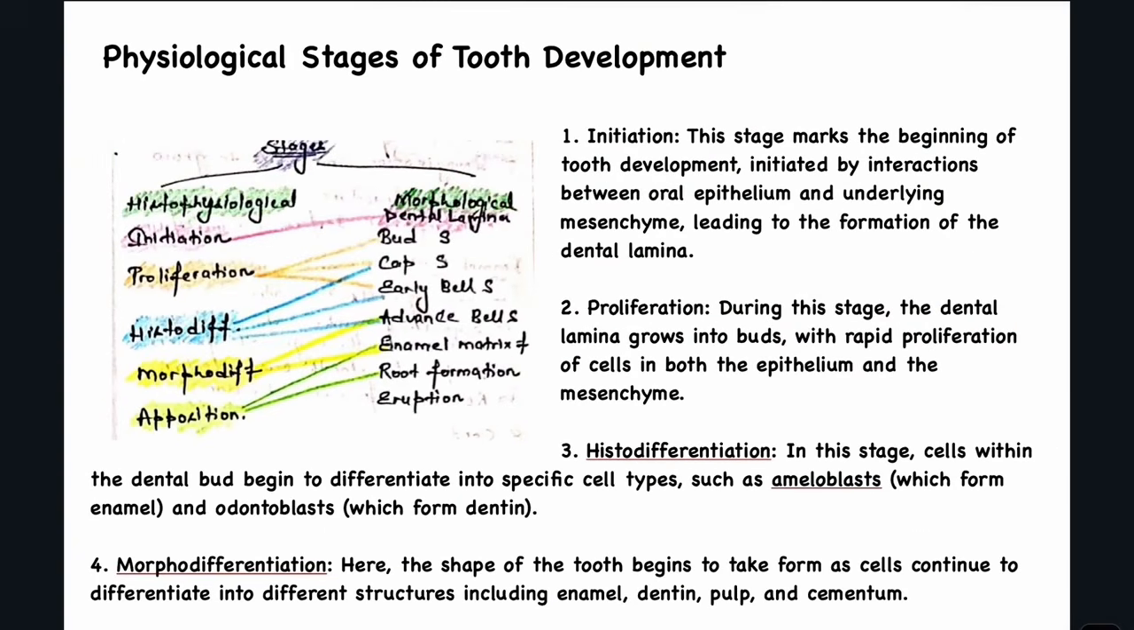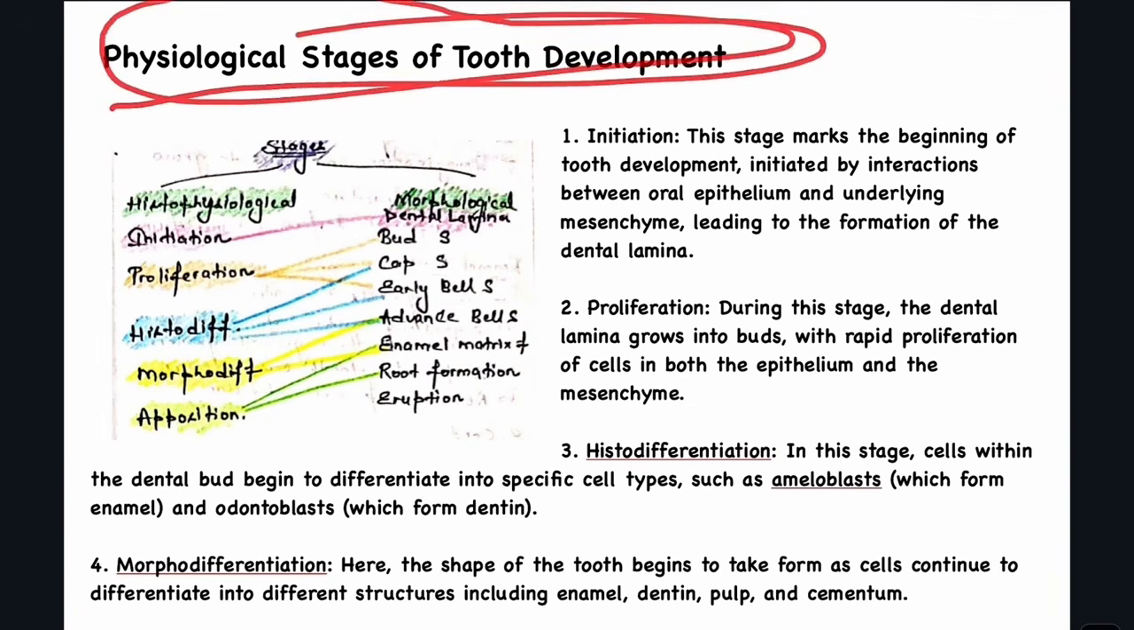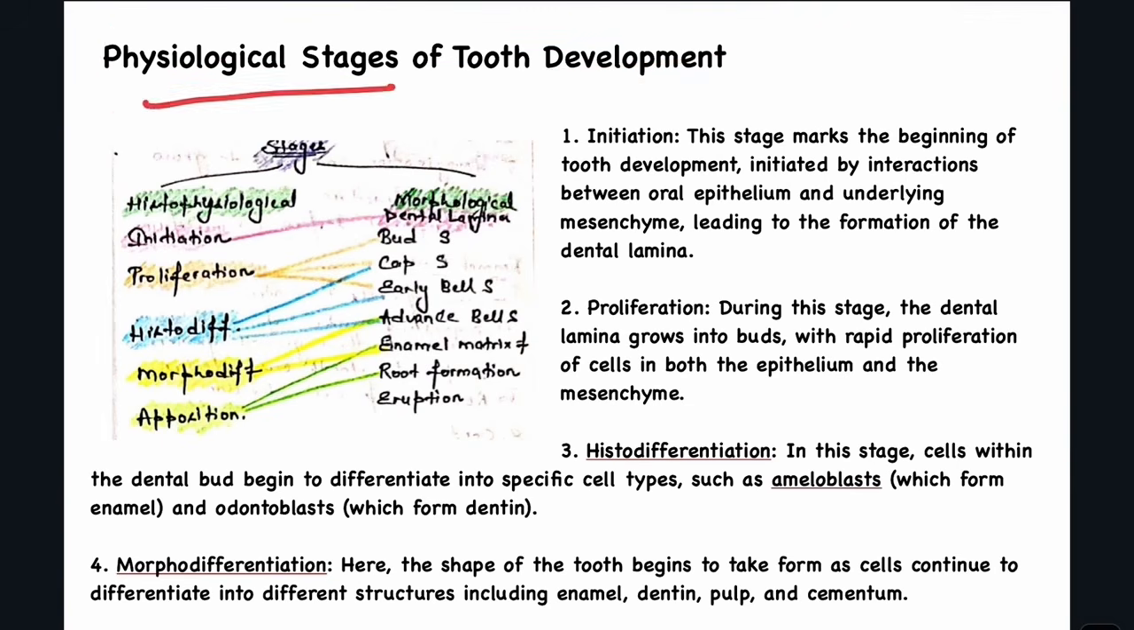Now, physiological stages of tooth development. This is the last topic for this chapter, and this mainly comes in as a short note. What we studied was morphological stages of tooth development, so it was based on what the enamel organ looked like. But now we will talk about what was happening inside the cells. That is physiological stages of tooth development. So the first stage is initiation, and we'll correlate it with the morphological stage just to understand it better.